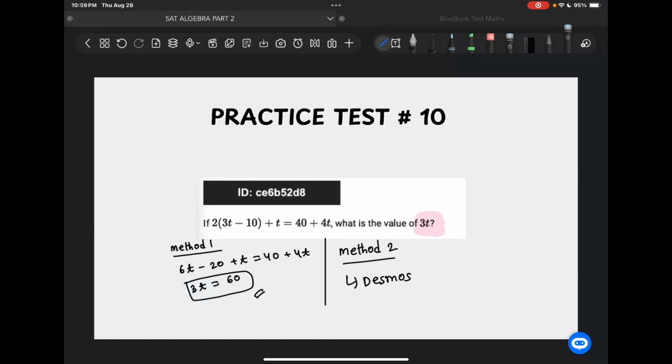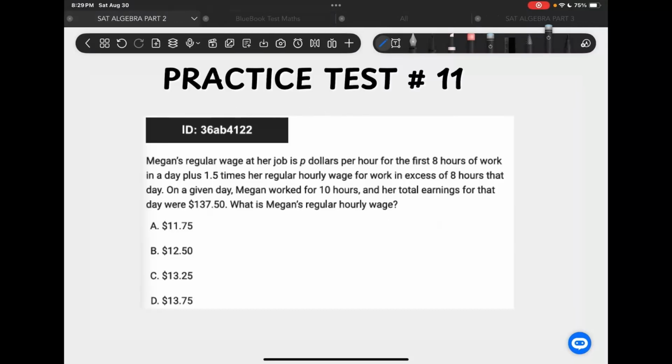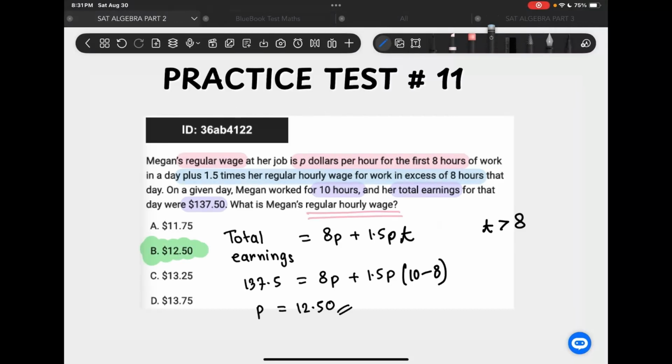And again, the second method is using Desmos, where you just plug in this entire equation and then you're going to get the value for t, and then you just multiply it with 3. When you are plugging this equation into Desmos, make sure you are using x instead of t, okay? Because otherwise, Desmos is going to think this t is a constant, so it's not going to generate a graph. So use x. Okay, go ahead and try to solve it. Okay, I'm going to solve it now.